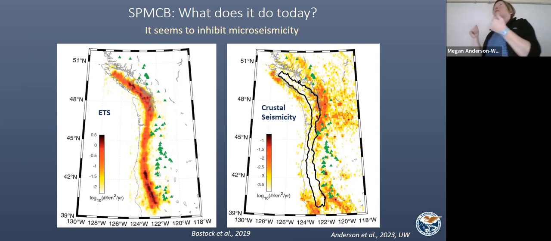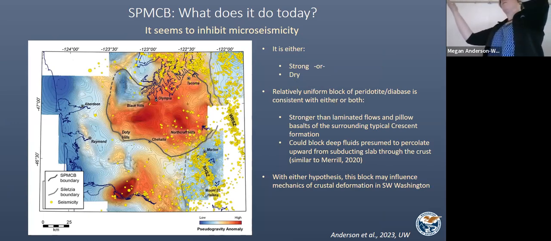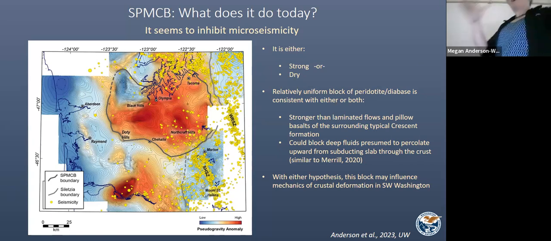So if there's a relationship between this seismicity in the crust and the presence of water, our thought was, maybe this big block in the lower crust is actually blocking the intrusion of water into the crust, and so maybe we're actually just keeping it dry. So this peridotite or diabase block is consistent with either it being stronger, since a big block of crystallized rock is going to be stronger than laminated flows and pillow basalts of the Crescent Formation, or it could be blocking the fluid intrusion and keeping the microseismicity down.